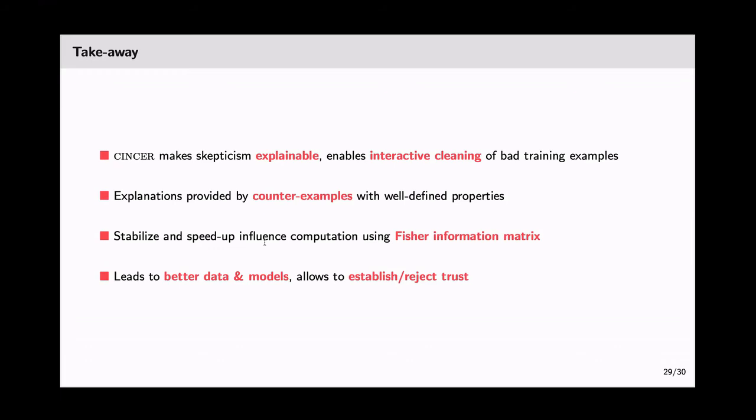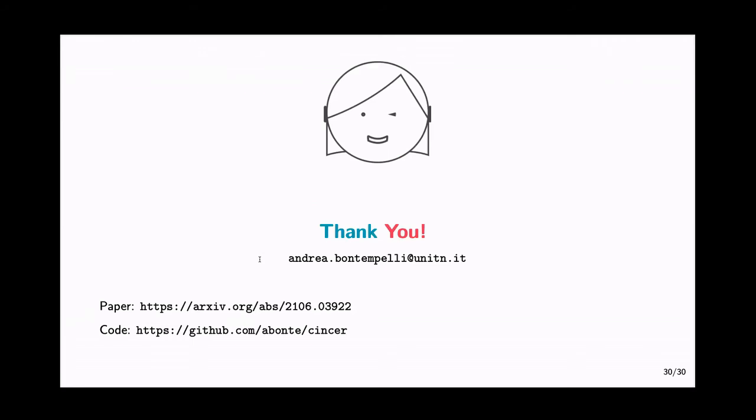To speed up the selection of counterexamples, we use the feature information metric, which is also more stable with respect to the Hessian. And so by using our method, our solution, we are able to obtain a better data set and to use better models. And we allow the user to establish or reject the trust in the model. Okay, that's it. Thank you.